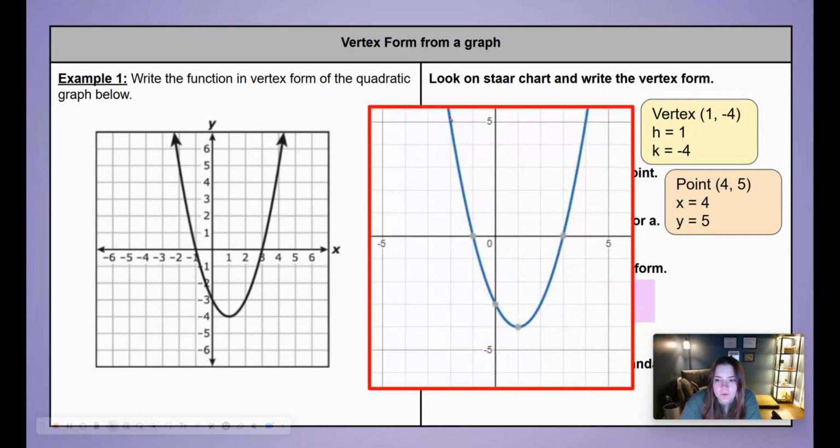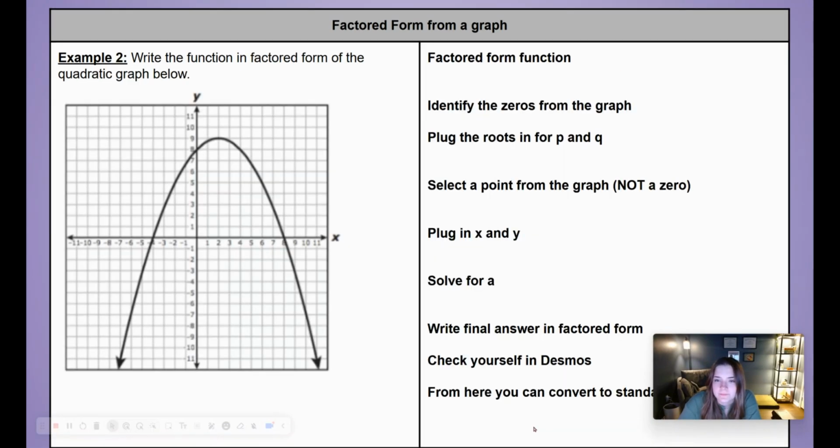And it does. If you were to put this into Desmos, it shows you this, and it even shows you that we're at 1, down 4, so 1, negative 4. It has a point at 4, 5, and everything matches up. All right, now this next graph is a little bit different because we're doing factored form function. Factored form function looks different, but again, it's not something that you have to memorize. It's going to be on that star chart for you.